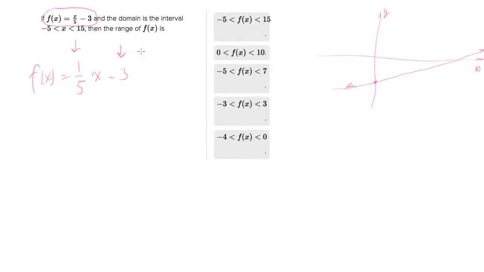Now, okay, so they give us the domain, -5 to 15. Now on a line, because it's straight, you know that when you're given the boundaries of that domain, that will also set up the boundaries of the range. So if we're going from -5, which is say here, to 15, somewhere over here, it'll probably be still negative. But suppose we're going from -5 to 15, something like that.